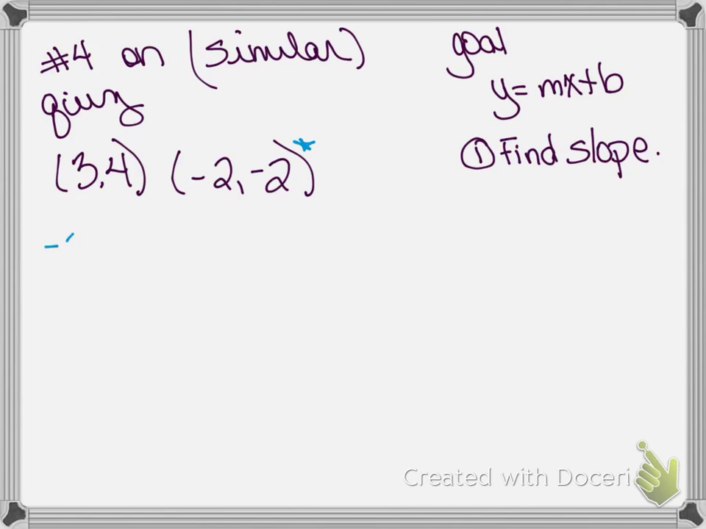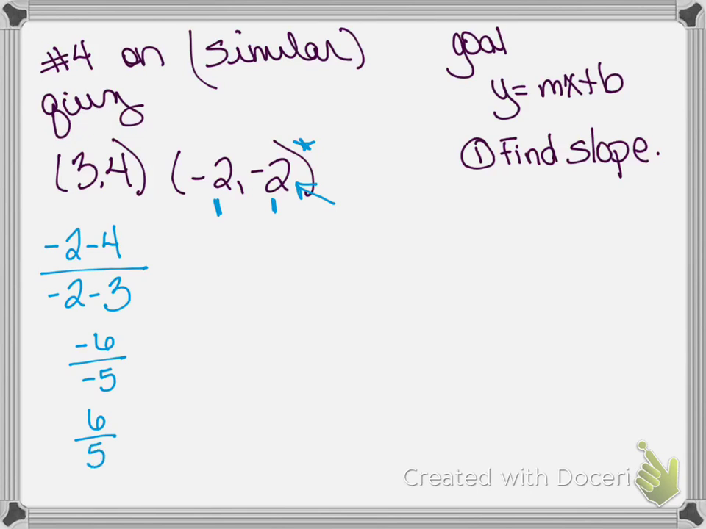So I have -2 minus 4 over -2 minus 3. If you see, I started with the number -2 on the top. Because I started with that point for my y values, I have to start with that point for my x values. So this has to be first, and this has to be first on the bottom. I can't switch back and forth. -2 minus 4 is -6. -2 minus 3 is -5. So I have found the slope of that line.